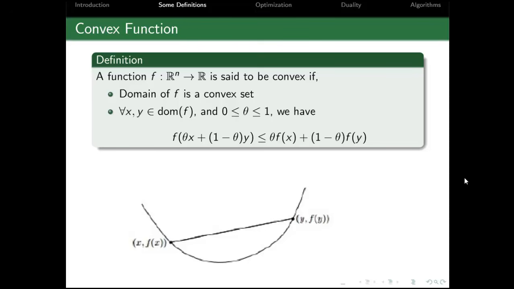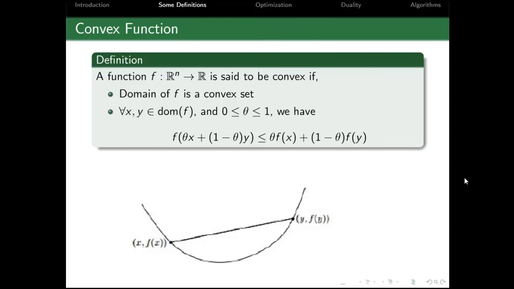So what I mean is, f of theta x plus 1 minus theta y, that is the value of the function for a convex combination of these points, should be less than or equal to theta f of x plus 1 minus theta f of y. This is the convex combination of the function values at these individual points.